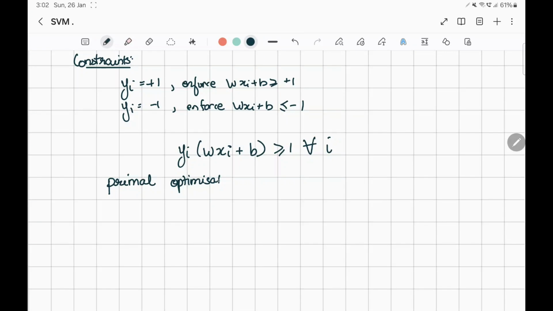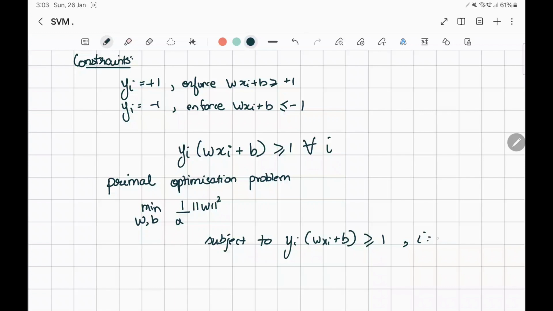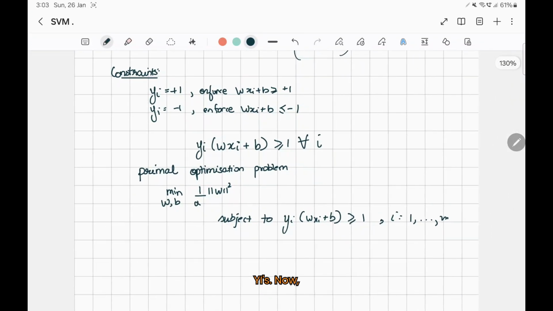Now our primal optimization problem looks like this. So minimize these, subject to the constraints that I have defined, where m is the number of training samples, or ordered pairs of xi's and yi's.